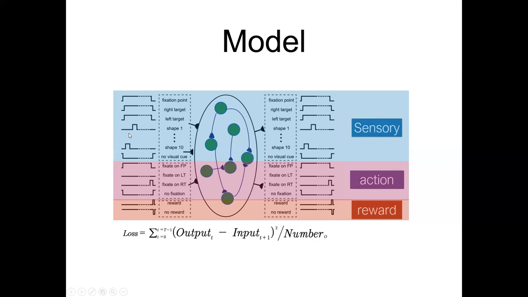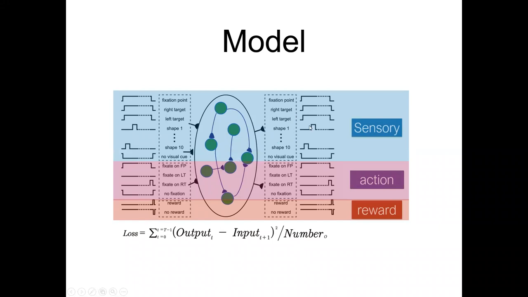So the input is like this. Whenever, for example, shape one appears at this moment, this will be a step function for the period that shape one is on the screen. For the period that the right target is on the screen, that's also a step function, so on and so forth. And we also have the action inputs, which is what the monkey's action is currently. So the actions include the fixation on the fixation point, the fixation on the left target, on the right target, and the fixation somewhere else. Okay, and these are also step functions. And finally, we have the reward input, which just indicates whether the monkey is getting a reward or getting no reward, a penalty. And the output matches the input exactly.